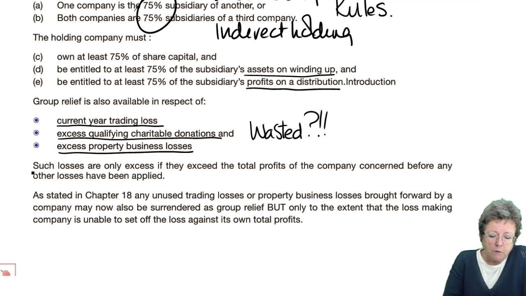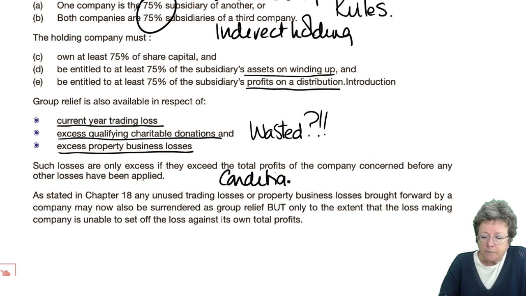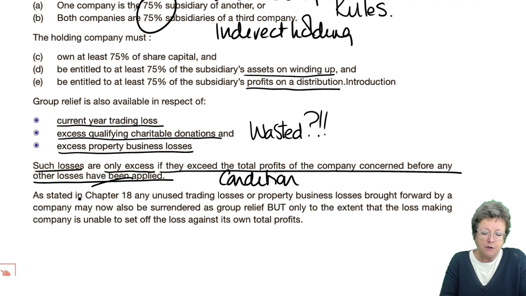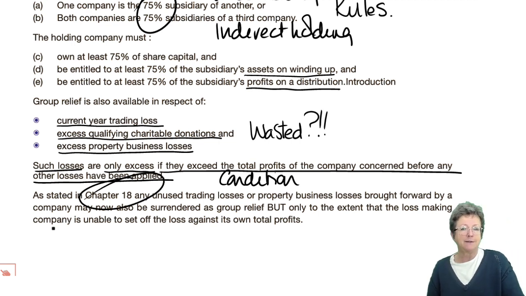Now, a condition. This is a condition. Such losses are only excess if they exceed the total profits of the company concerned before any other loss has been applied. Okay, chapter 18 will tell you about losses, and again, that is a chapter that you should have reviewed, done the examples of, watched the recording of the lecture of before you come to this point.